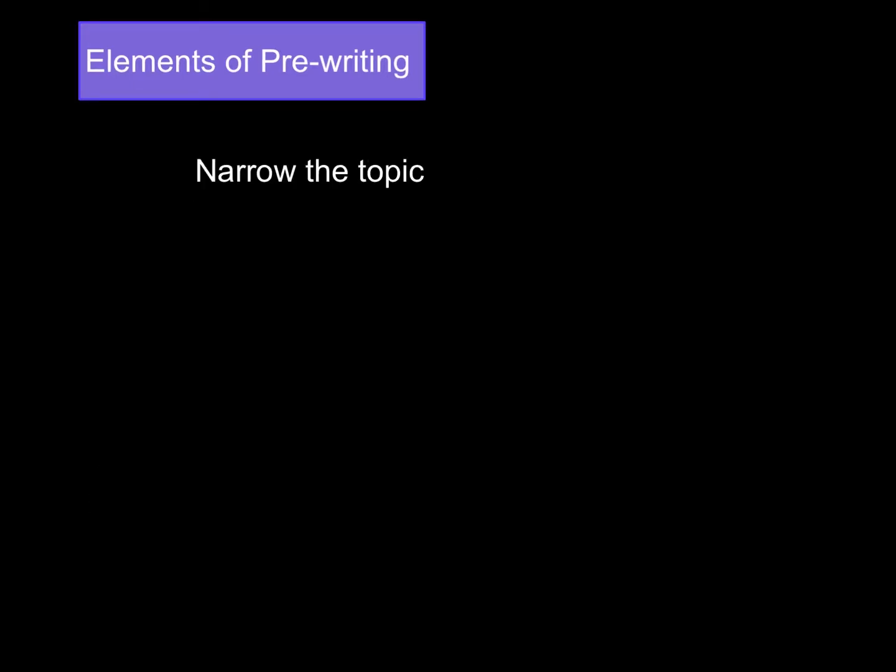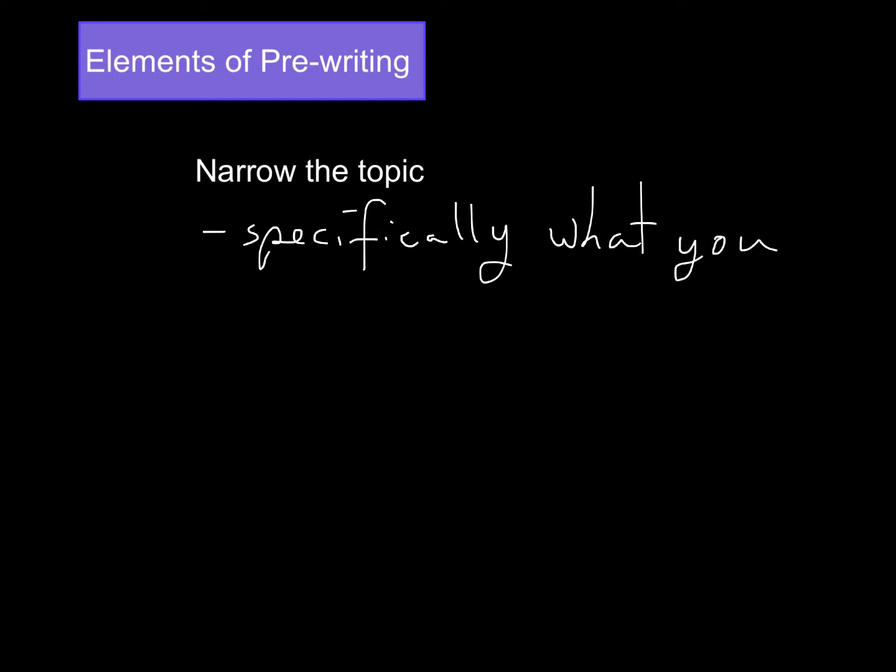A final important part of pre-writing is narrowing the topic, and that's because a lot of topics are so big that you couldn't possibly write about everything. Now that you have some ideas and information to work with, and you know your purpose and your audience, you can decide specifically what you want to talk about. So what part of the topic? What's your focus going to be?